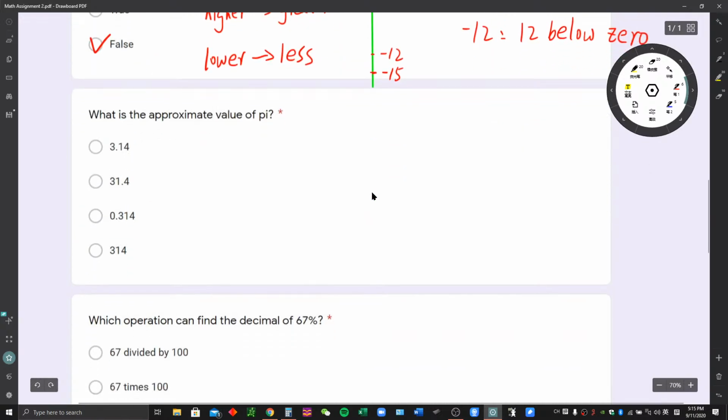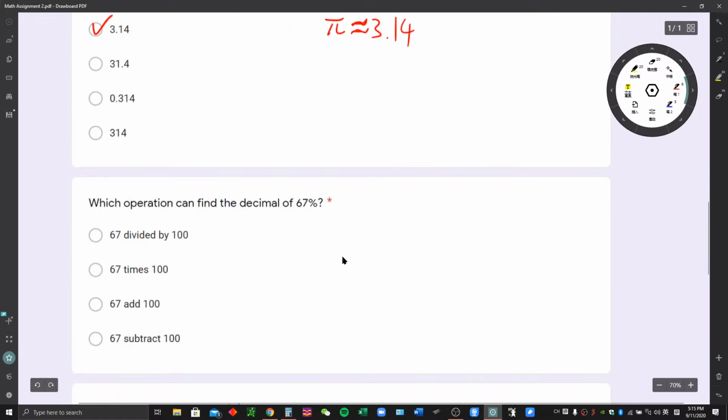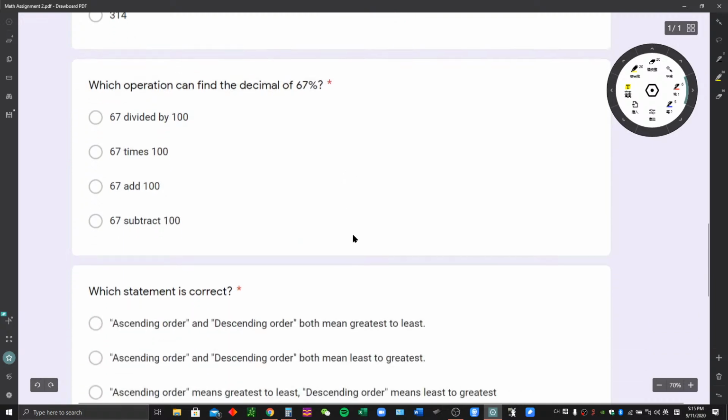This one, what is the approximate value of pi? Well, just remember that pi is roughly 3.14. So we can use 3.14 as the approximate value of pi. In most cases, this is good enough. So therefore, 3.14.